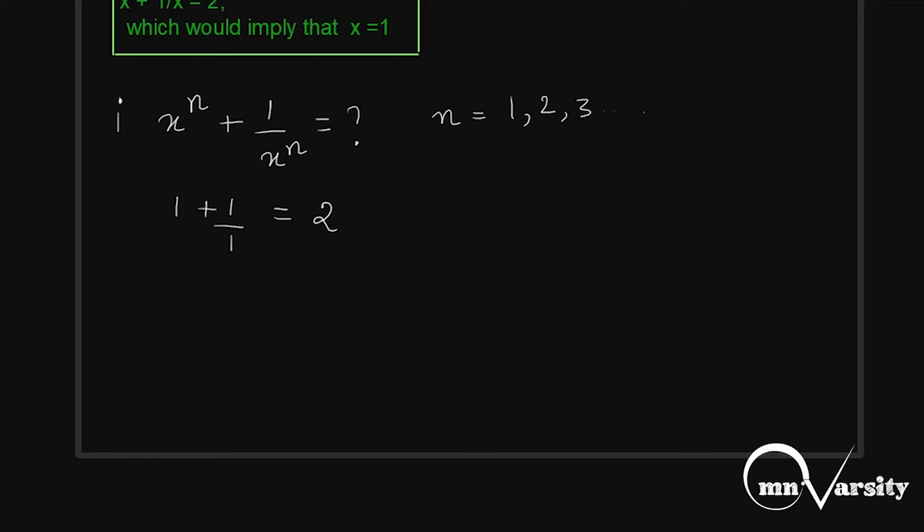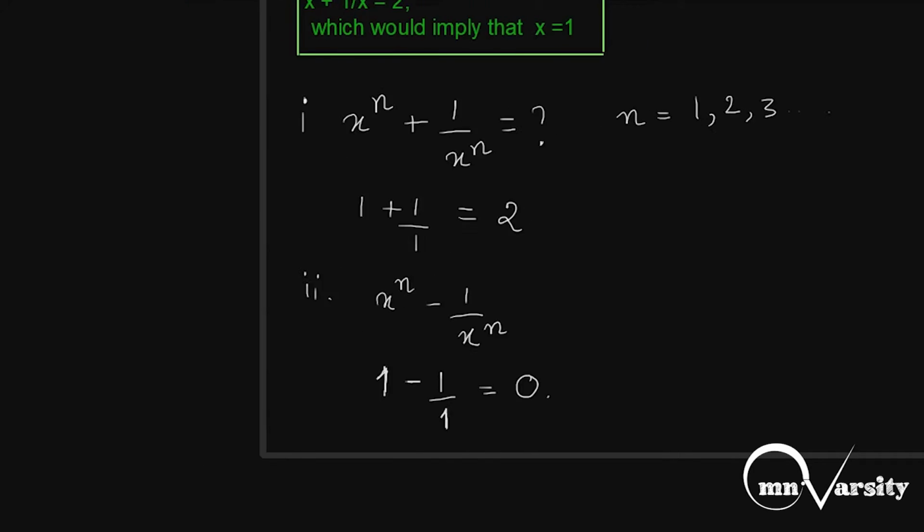Let's take another example. If there is a subtraction. For the second question, x to the power n minus 1 by x to the power n. We will replace the first x to the power n with 1, minus 1 by 1, which is going to give us a 0. Thus, we can solve this problem in a very simple and efficient way.